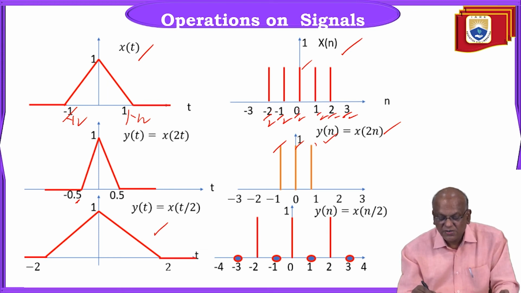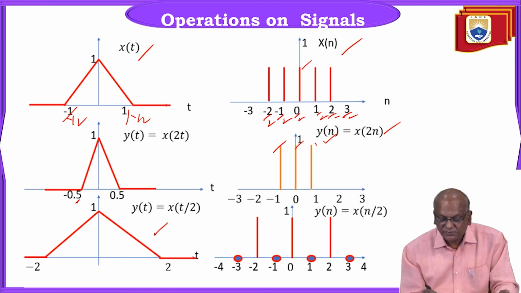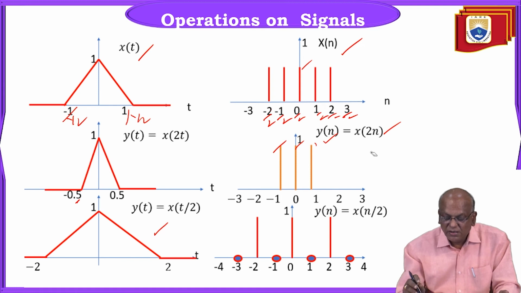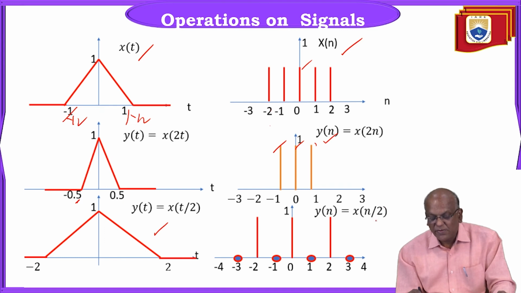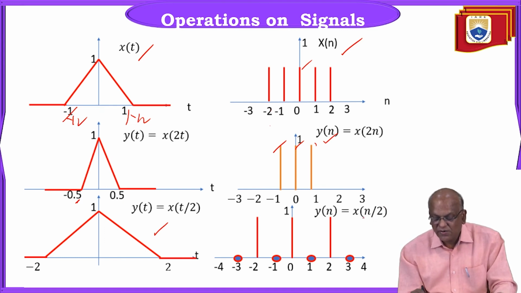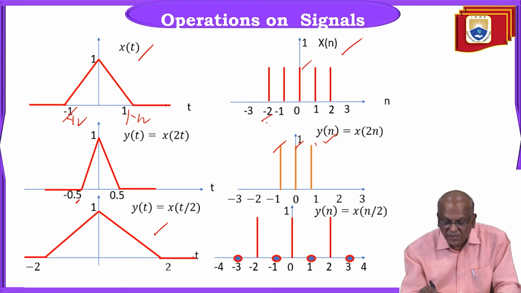Because you see 1 by 2 is 0.5. What is x of 0.5 value? x of 0.5 value equal to 0. Between one sample and the other sample, the value is also 0. Similarly, you can see that in case of the time multiplied by 1 by 2, y of n equal to x of n by 2 is an expanded version. The entire value is divided by 1 by 2.